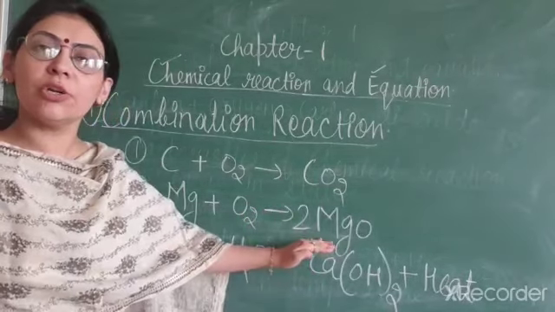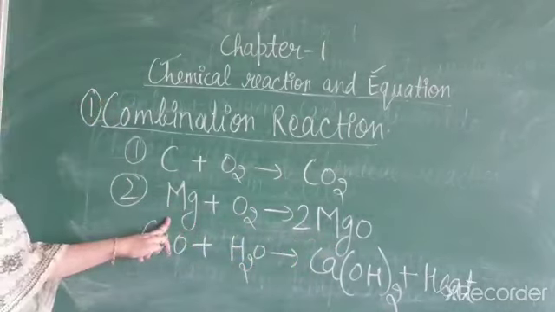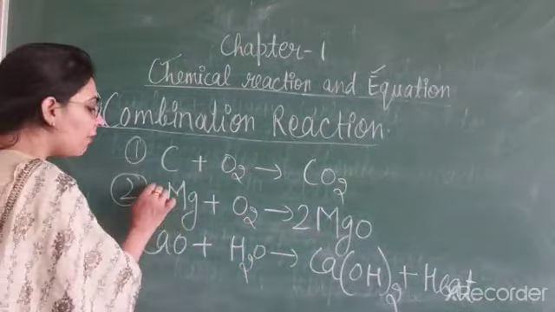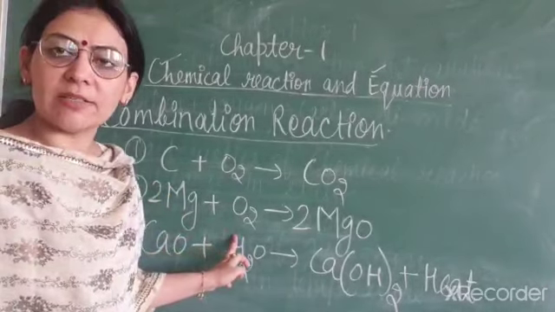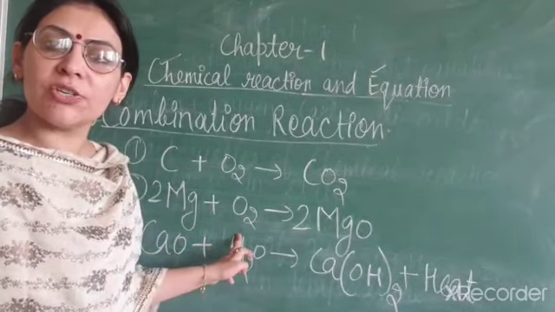But magnesium, here 2 atoms are present and here only 1 atom is present. So to balance it, I will write here 2. Clear? Every equation should be balanced. This was the example of combination reaction.